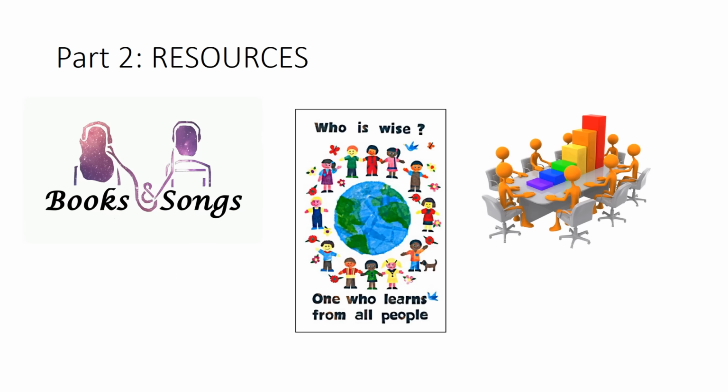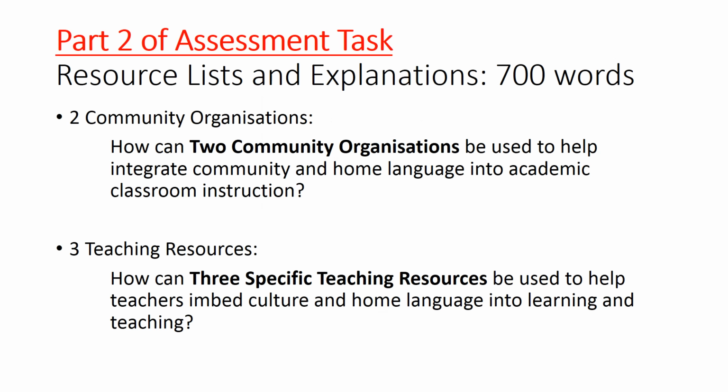The second part of your task is to get some resources. They can be books and songs. Notice we're collecting resources all about communities, and we're also collecting teaching resources. So let's be specific. First, you need to have 2 community organizations that can be used to help integrate community and home language into academic classroom instruction. 2 specific community organizations. Which one are you going to choose, and why are you going to choose them, and how can they help you?